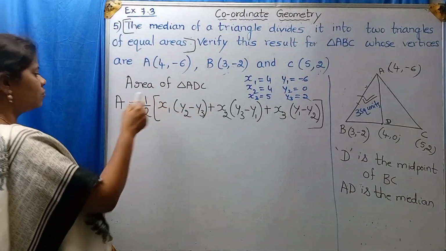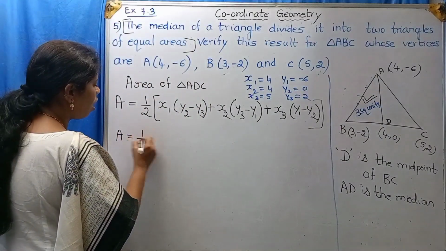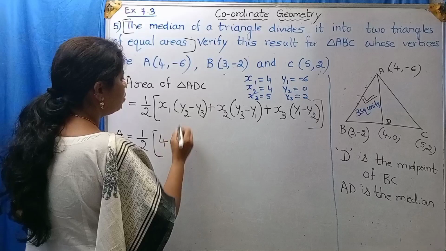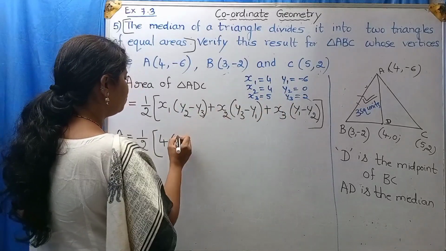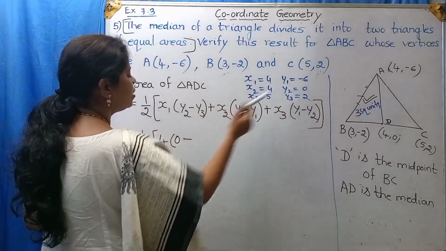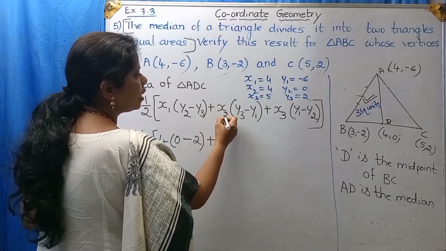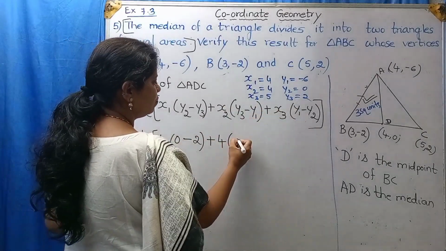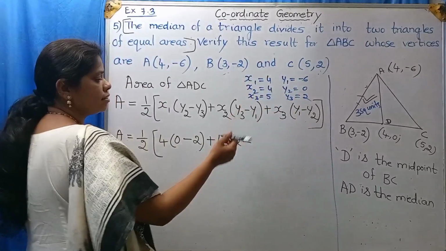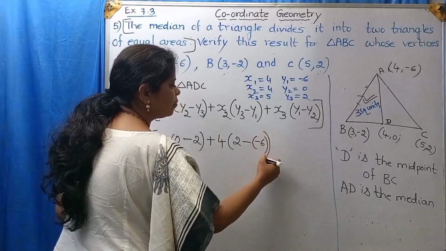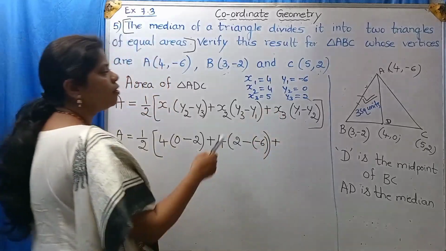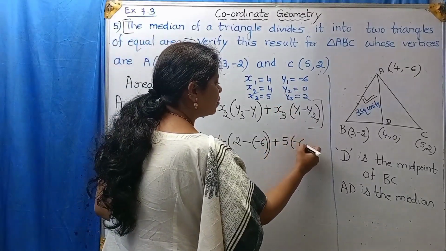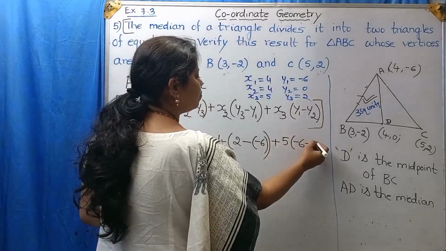Now, let us substitute in this. Okay. A is equal to half into x1. The value of x1 is 4. 4, y2 minus y3. That is 0 minus y3. y3 is 2. Plus x2. The value of x2 is 4. y3 minus y1. That is 2 minus minus 6. So let me take this in the bracket. Plus x3. The value of x3 is 5. Bracket y1. y1 is minus 6. Minus y2, which is 0.